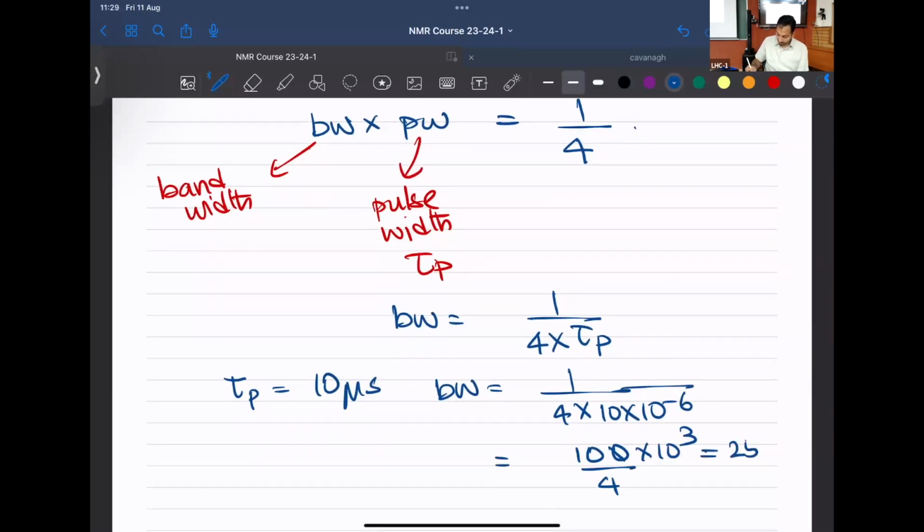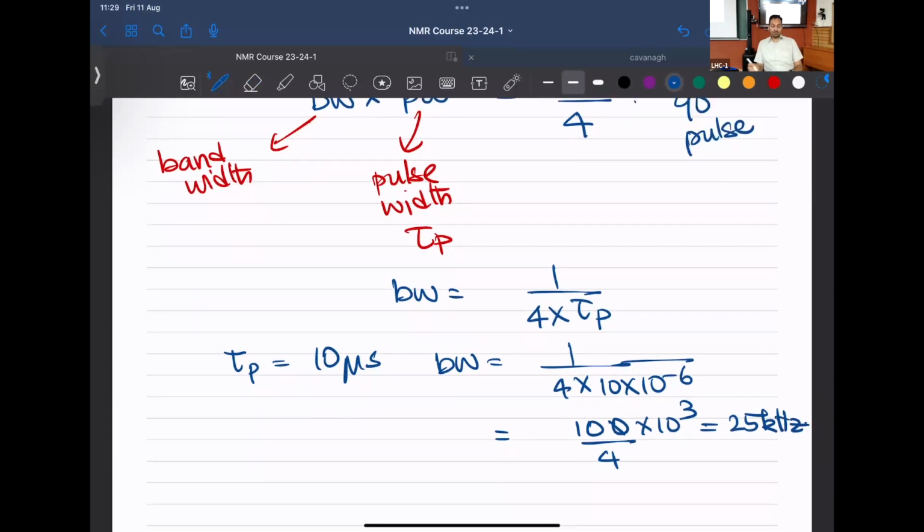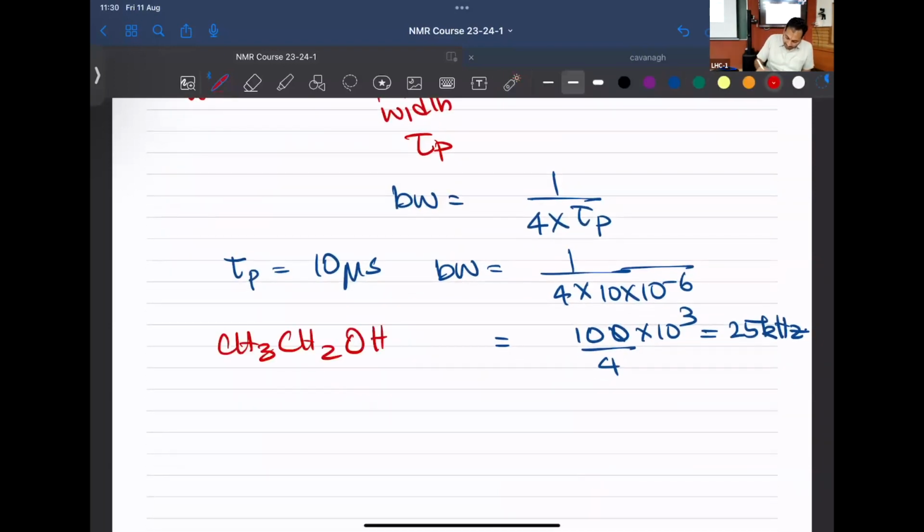Therefore, this is going to be 25 kilohertz. What does the bandwidth of excitation imply? The bandwidth of excitation implies how far from the carrier the pulse will be experienced. We just said that for ethanol, let us assume, I'm going to give some rough numbers, just to give you an idea.